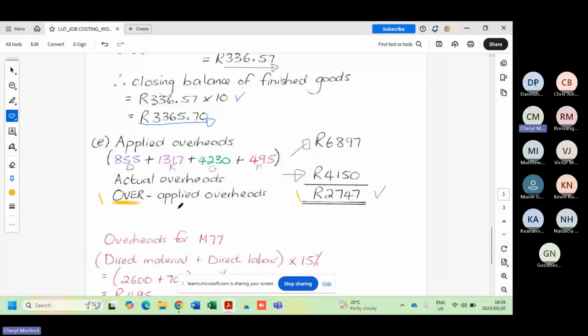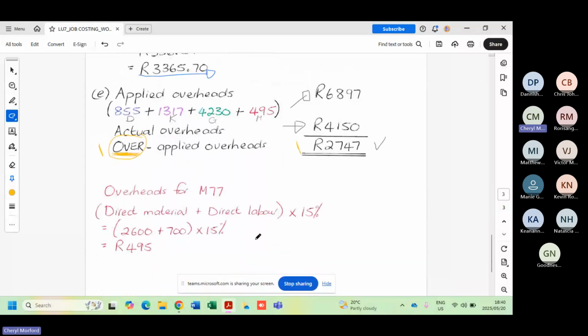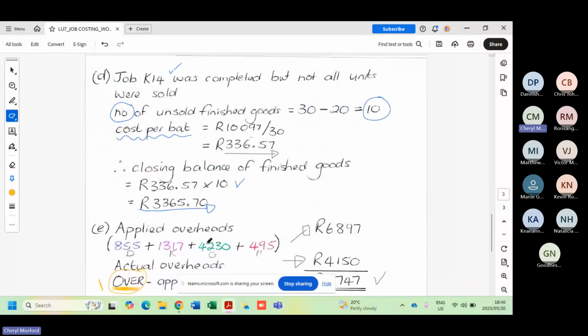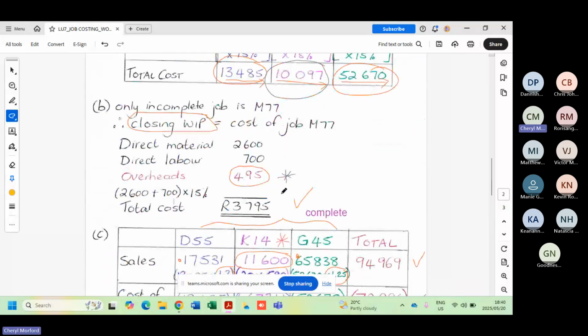So how did I get to over? In actual fact, the overheads were 4,000 something. During the course of production, when we applied on the basis of the predetermined overhead rate, we got 6,000 and something. That's why it was more. So we had the applied exceeding the actual. That's why it's over. Then, in case anybody forgot, I just did a working at the bottom again for Job M, but it's absolute repetition. Job M is here, there.